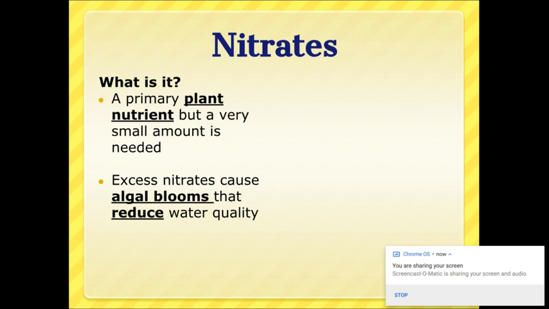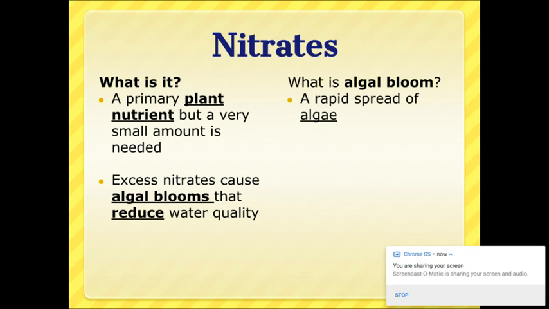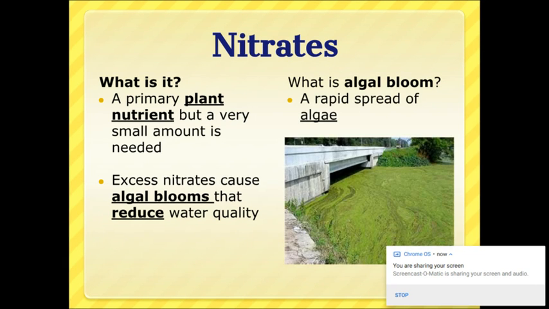So if you think about nitrates as something you would find in fertilizers, excess nitrates can cause something called an algal bloom, which basically means making the algae very, very rapidly expand. Essentially, you're fertilizing the algae, right? And we don't want algae because the more algae we have, the lower the water quality can be. So an algal bloom is defined as a rapid spread of algae.